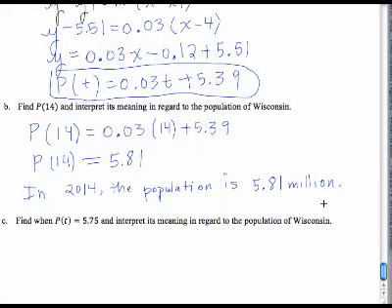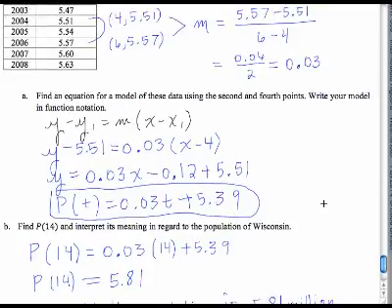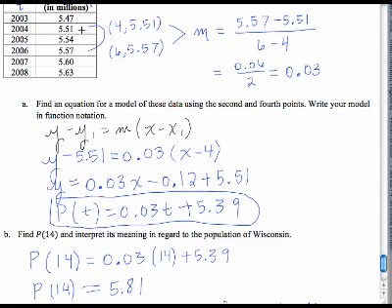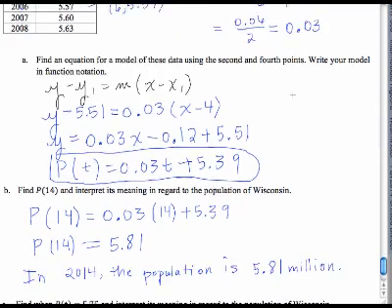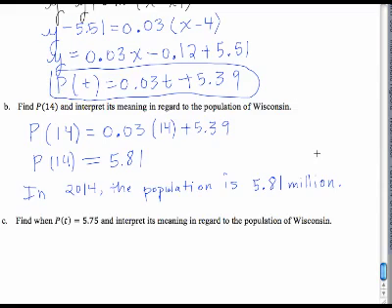And if you go look at the data, it does look like it is increasing, right? Which does make sense also because the slope is positive. So that means it's going up about 0.03 million every year. So if we want to find when P of t equals 5.75, and we already know that in 2014 it equals 5.81, it's going to happen sometime before 2014.